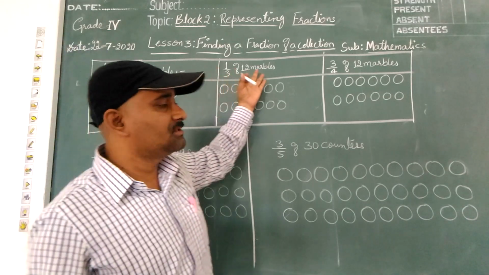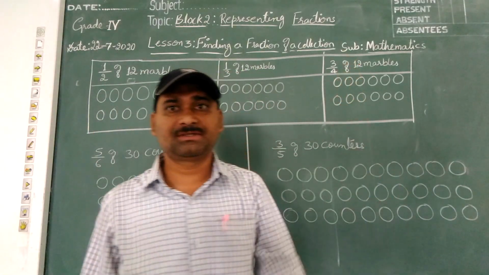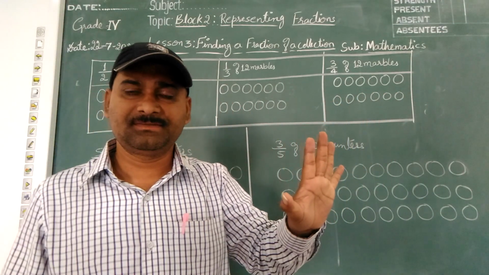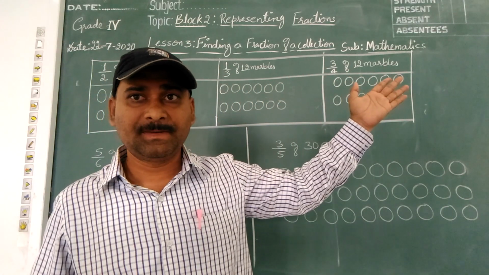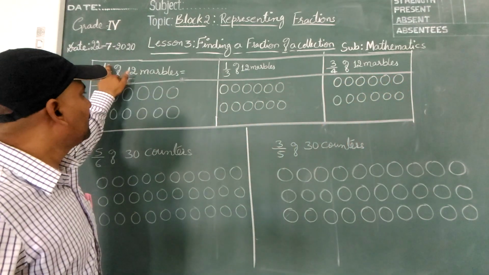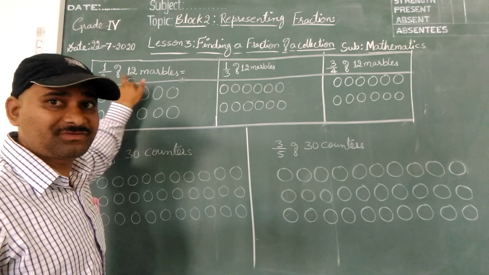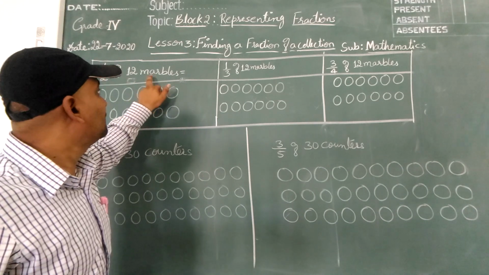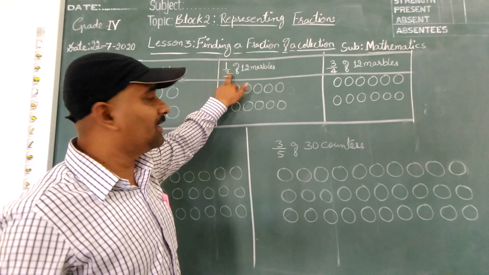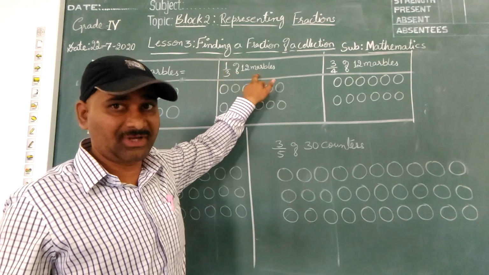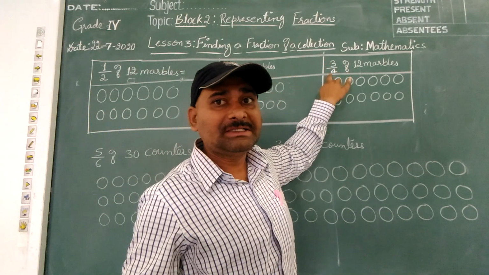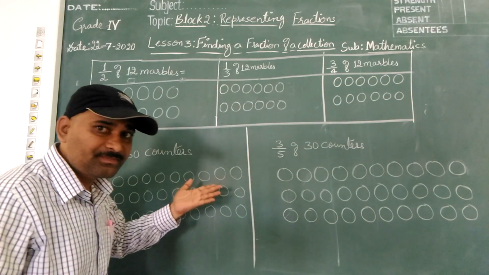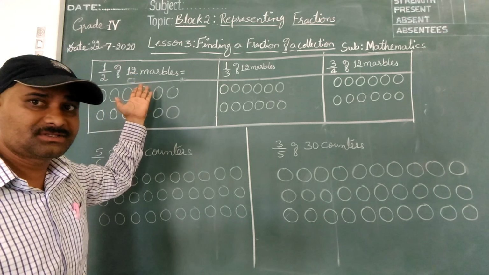12 marbles, 12 marbles, 12 marbles. In all 3 you are finding 12 marbles only. But here 1 by 2 means half of 12 marbles. I want only half of 12 marbles. Here I want 1 by 3 of 12 marbles. Here I want 3 by 4 of 12 marbles. So how to show 1 by 2 of 12 marbles?